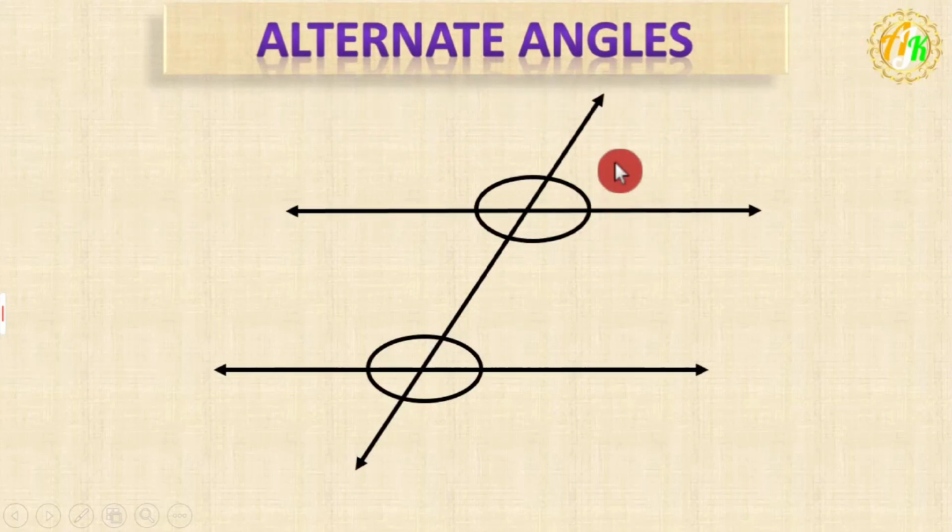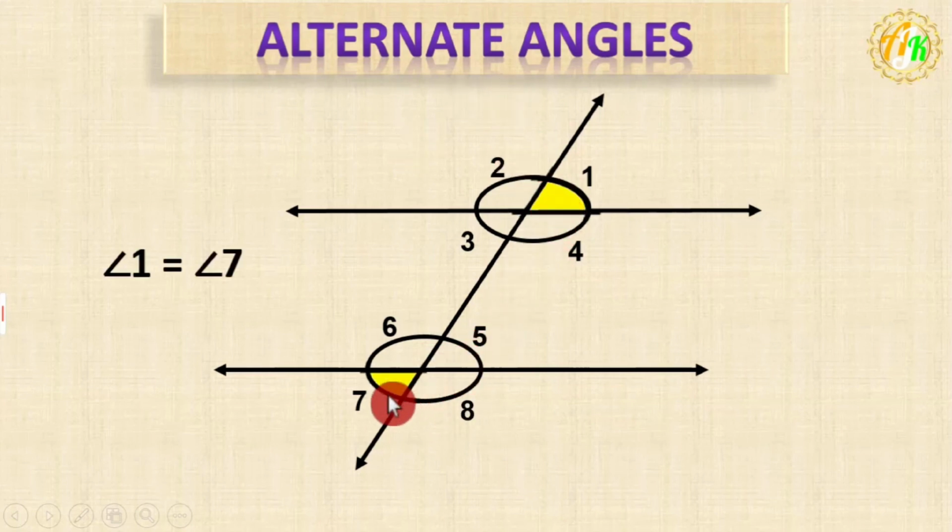Next, alternate angles. Two parallel lines and a transversal line. Now angles from 1 to 8. Out of these angles, angle 1 and angle 7 are alternate angles. They are equal. These are not only on opposite sides of the transversal line but also on opposite sides of the parallel lines. Angle 1 and angle 7 are alternate angles. They are equal.